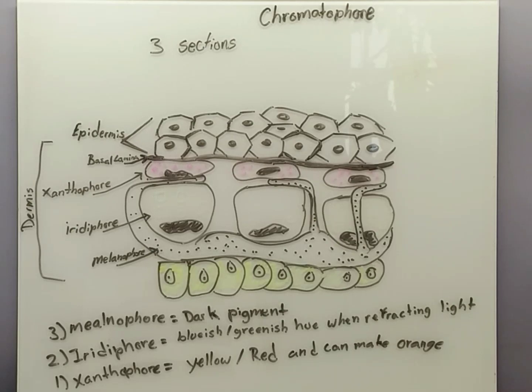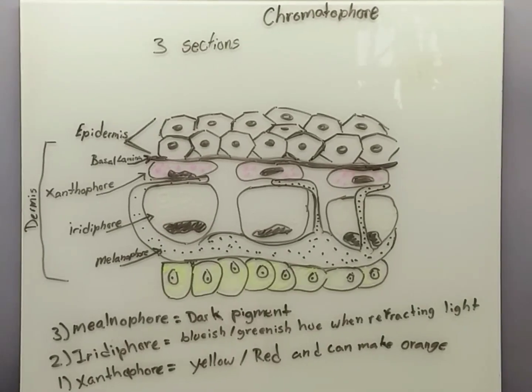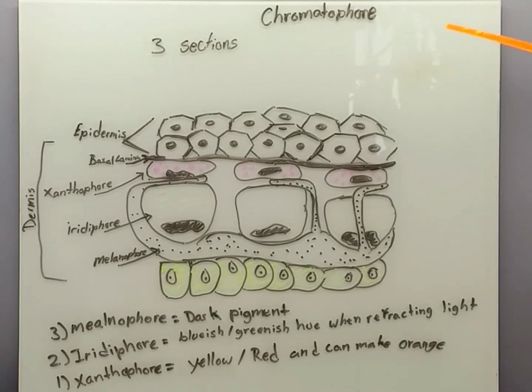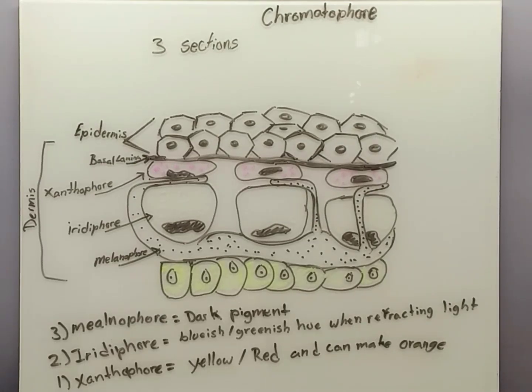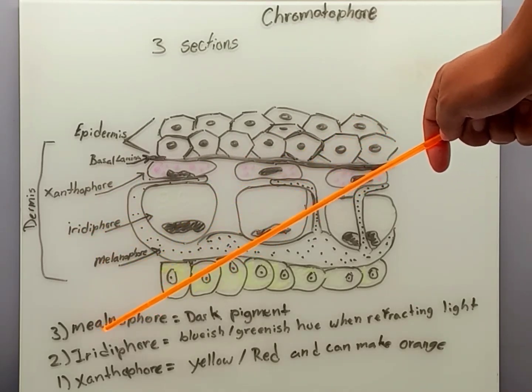These three different colors live in the dermis in three different sections. We have melanophores, which is the bottom layer, iridophores, which are the middle layer, and xanthophores, which is the top layer. Xanthophores hold two pigmentations, so reds and yellows both live in the same section. Iridophores reflect light, giving bluish, greenish hues. And melanophores, as you can guess from melanin, hold the dark pigment at the bottom layer.